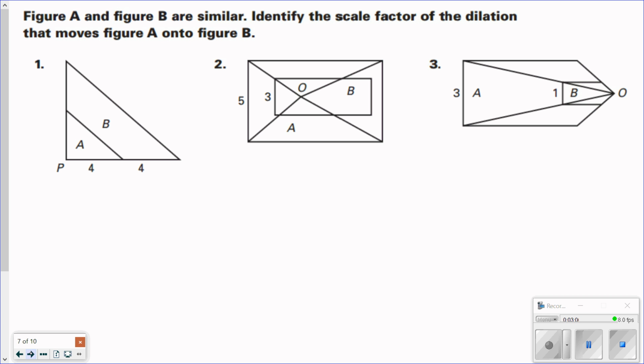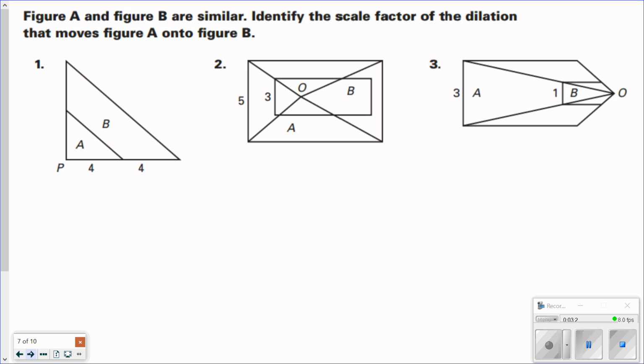Figure A and figure B are similar. Identify the scale factor of dilation that moves figure A onto figure B. So let's look at our first example here. We see that A is the small triangle and B is the large triangle.